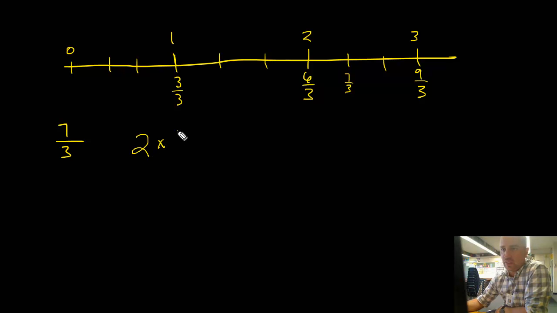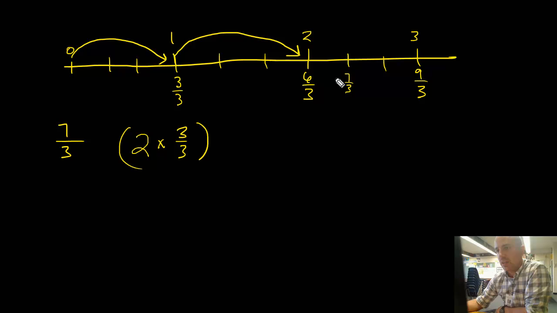So, 2 units of 3/3. Okay, let's do that first. Here's 1 3/3. Here's 2 3/3, and that takes me all the way up to 6/3. And if I want to get here, I just need to add in 1 more third, so 1 more third, and that would equal my 7/3.